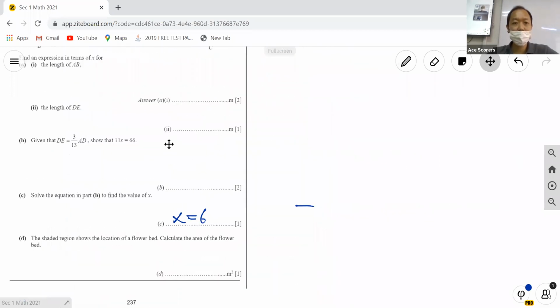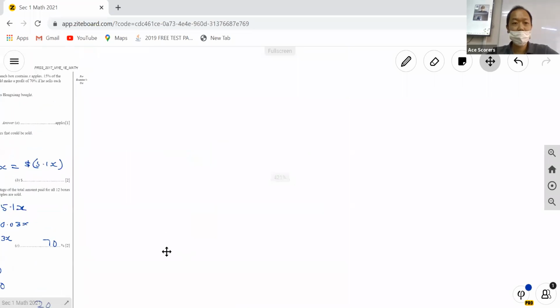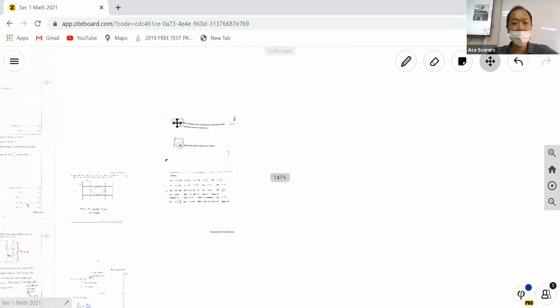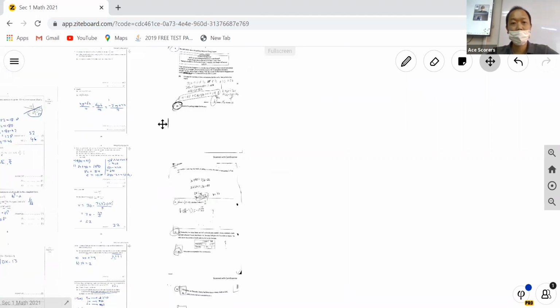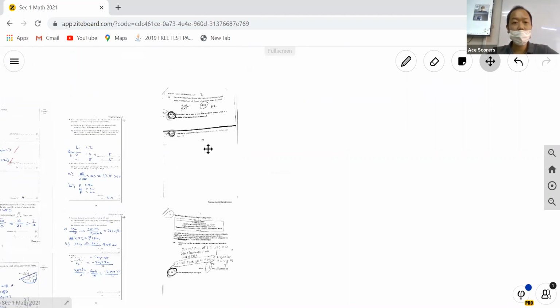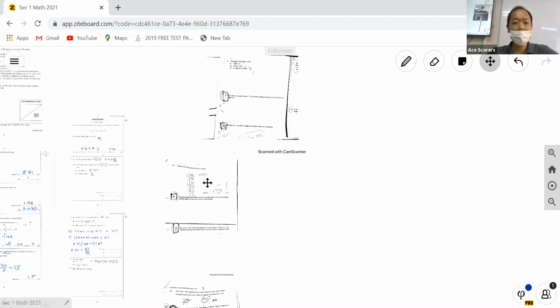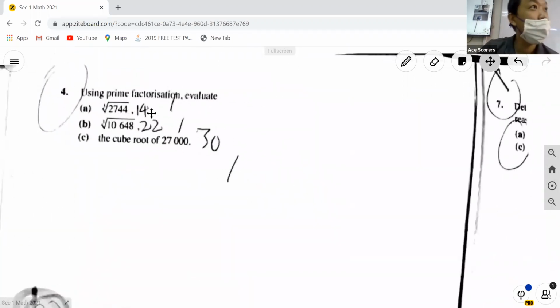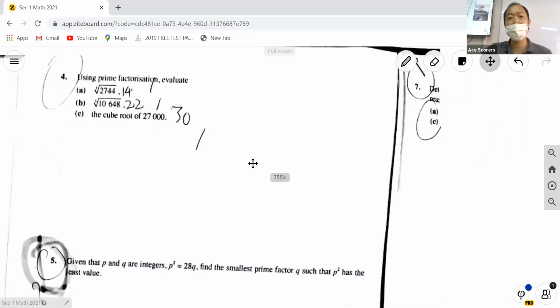Samuel's question. There you go. Okay, last 15 minutes. Let's see why Samuel doesn't know how to do this. Why don't you know how to do this? This one, you know how to do? Prime factorization. Wait, let me get a paper. Give me a second.